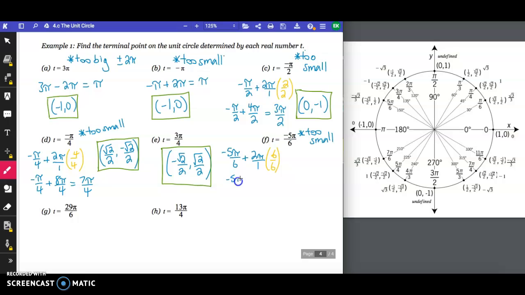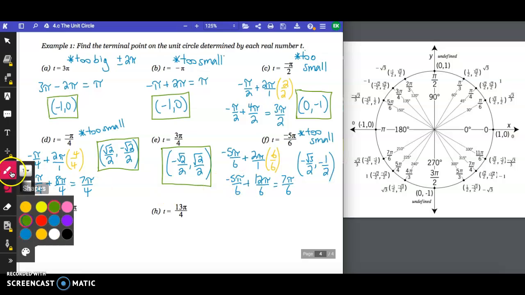So I have negative 5 pi over 6 plus, let's see, 2 pi times 6 is 12 pi over 6. So really I'm doing negative 5 pi over 6 plus 12 pi over 6, which gives me 7 pi over 6. And that is on our unit circle right here. So its terminal point would be the final answer: negative square root of 3 over 2, comma, negative 1/2. Beautiful.